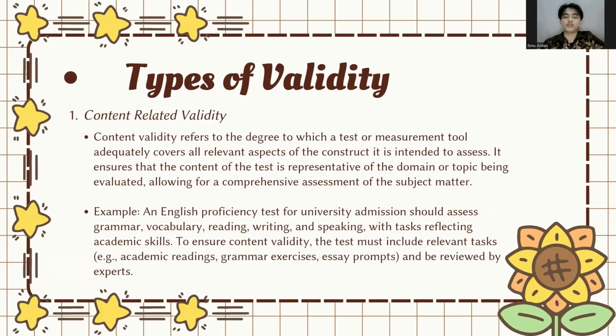Okay, let's move on to the first type of validity. It is content-related validity. Content-related validity refers to the degree to which the test is a measurement tool. In other words, how well the test covers the content that it claims to assess. For example, I take an example from the English test. An English proficiency test for university admission should assess grammar, vocabulary, reading, writing, and also speaking, with texts reflecting academic skill.